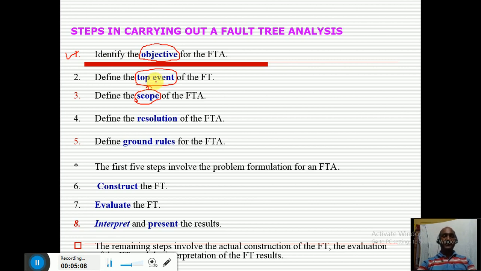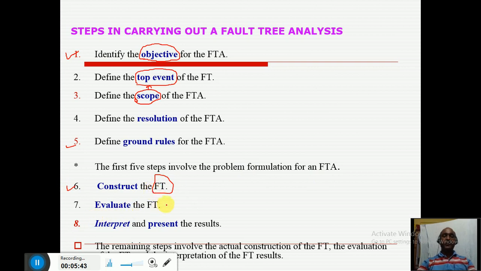Like if the lathe machine has failed, it means that either the headstock has failed, or the carriage is not working, or the lead screw has been broken. These are some of the failures. Then we have to identify where actually the problem happened. Then define the resolution, then define the ground rules. These are the steps, and after these first five steps, we construct the fault tree.